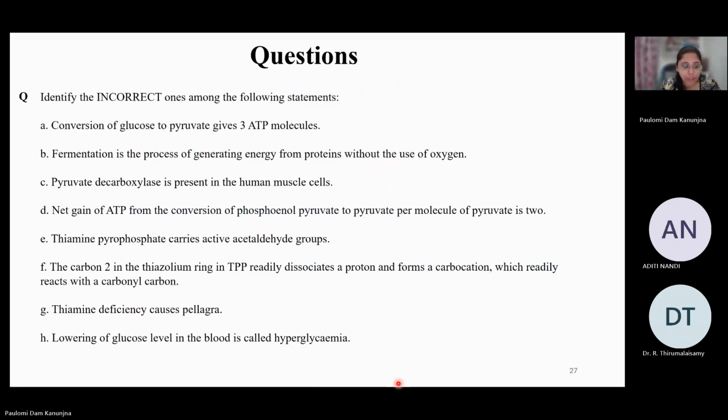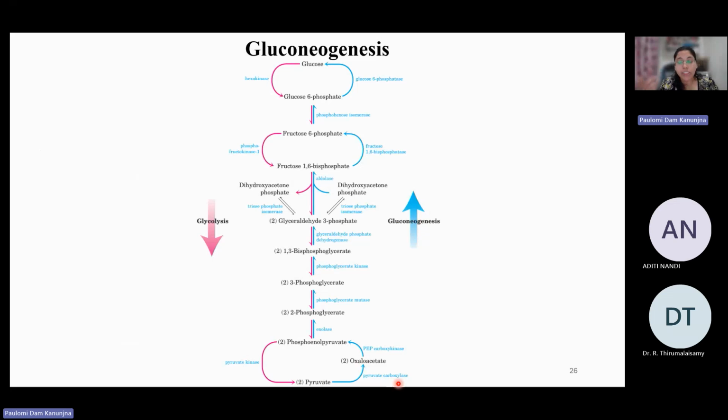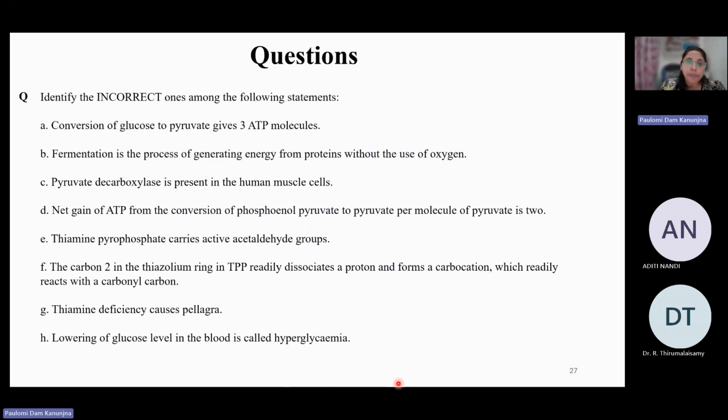So when I was talking about regulation and enzymes, I had talked about a lot of regulation that we will do in the coming slide, I believe. Before that, we'll finish this also. So now that we have looked into gluconeogenesis and glycolysis together, let's try to answer these questions. Identify the incorrect statements from these given options. You first try to attempt and then I will give you the answers.